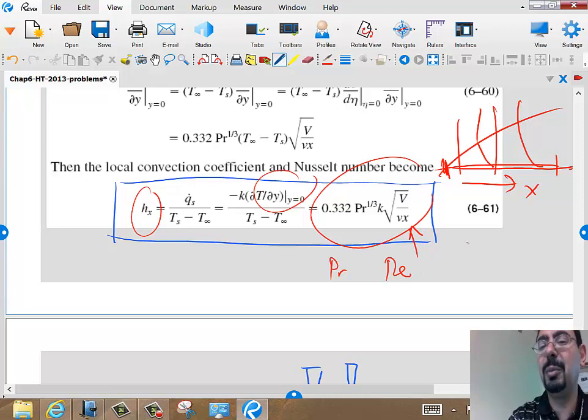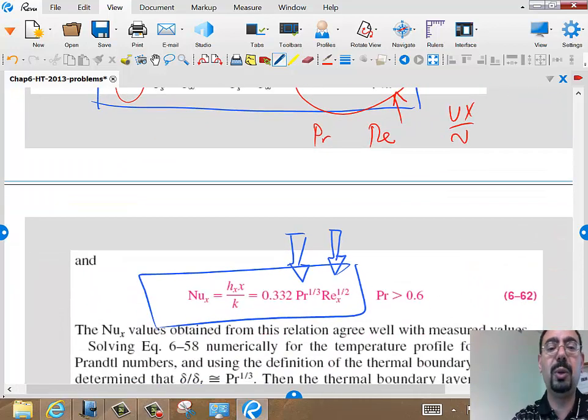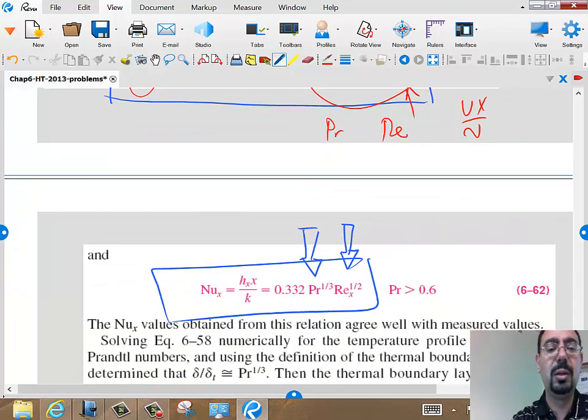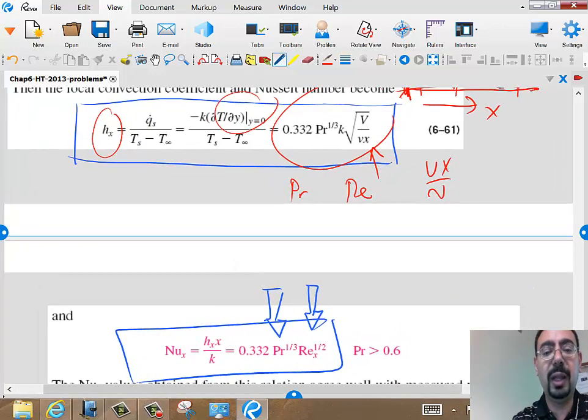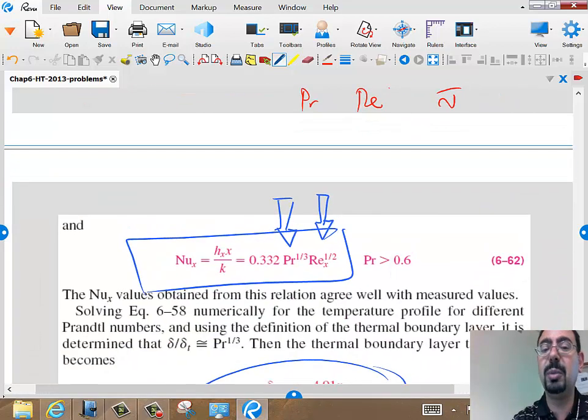Almost, right? Remember, it's Vx over nu. Almost the Reynolds number. Well, when we turn this h into Nusselt number, we will get the Reynolds number. Because how do you turn this h into a Nusselt number? hx over k. So you multiply the whole thing by an x, you will end up with Vx over nu. That is the Reynolds number.